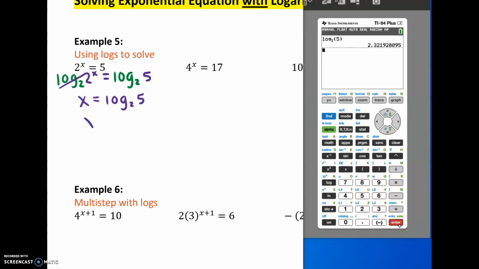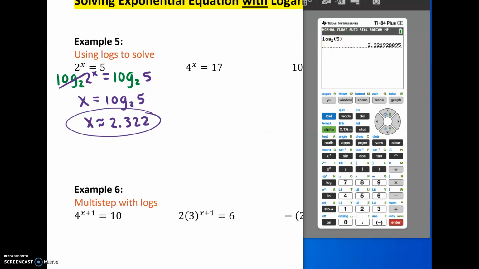So x is going to be approximately 2.322. Make sure you round it. So there's a 9 behind the 1, so round it up to a 2, and that one's finished. Okay, the next, I'll show you another way to get the log base in this next example.